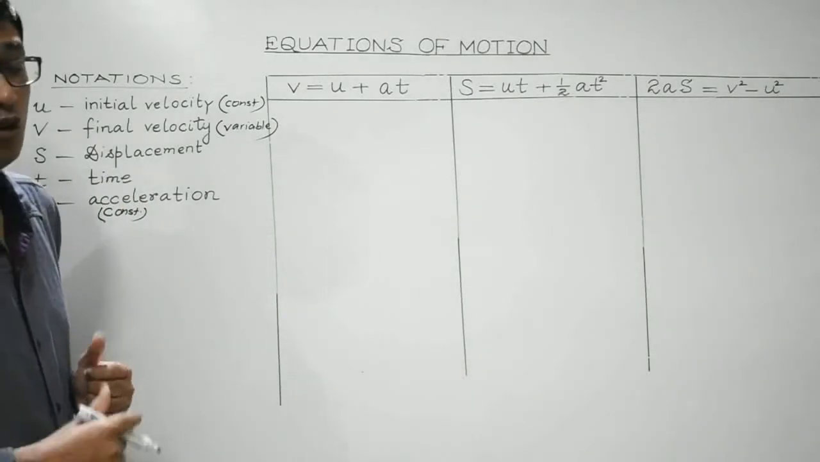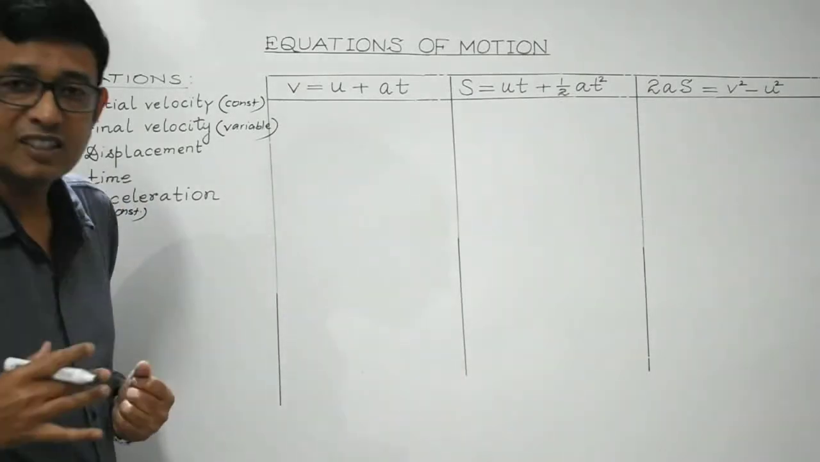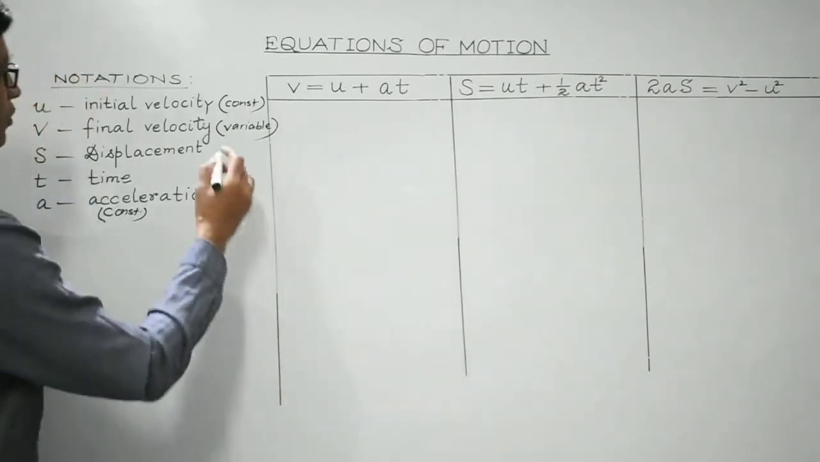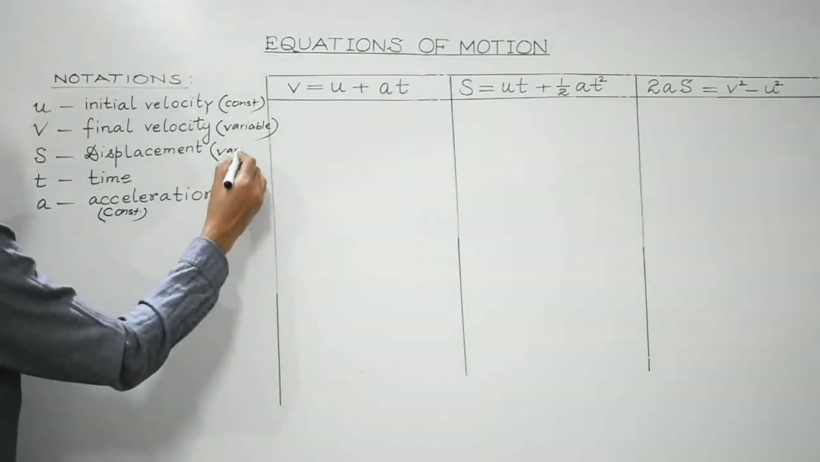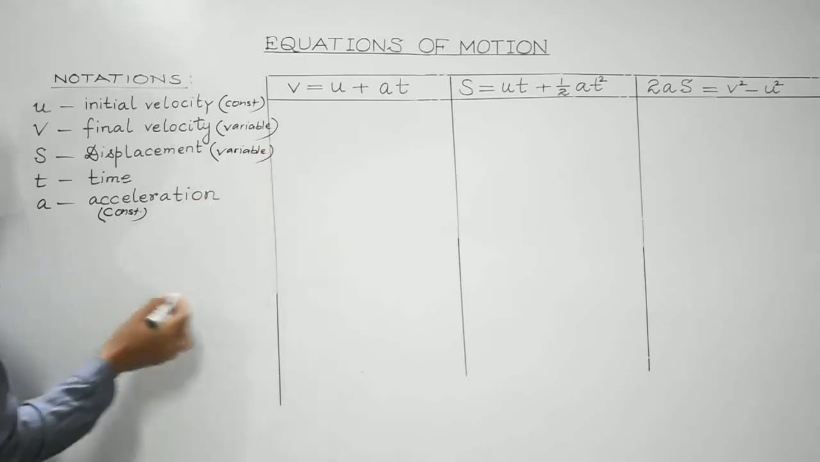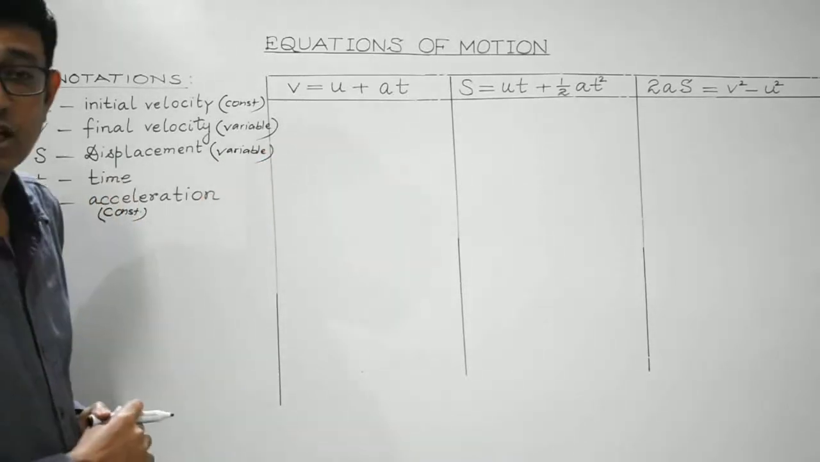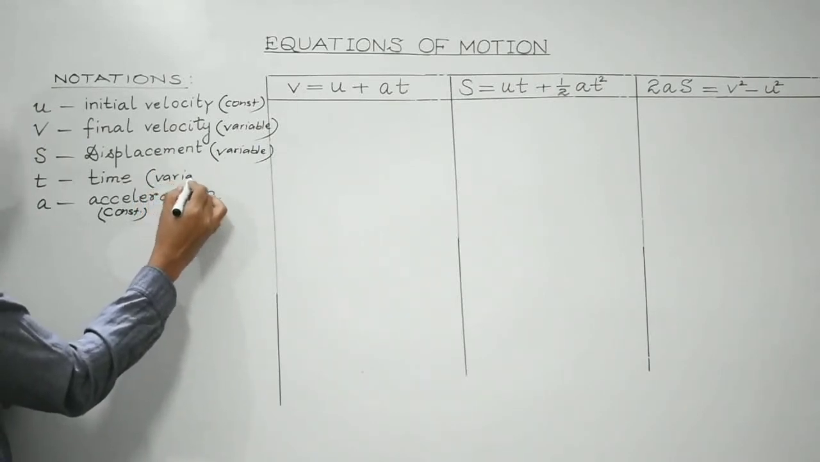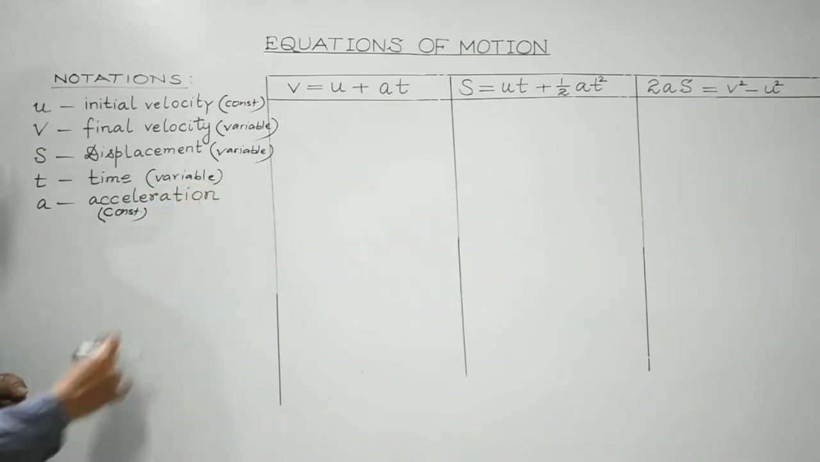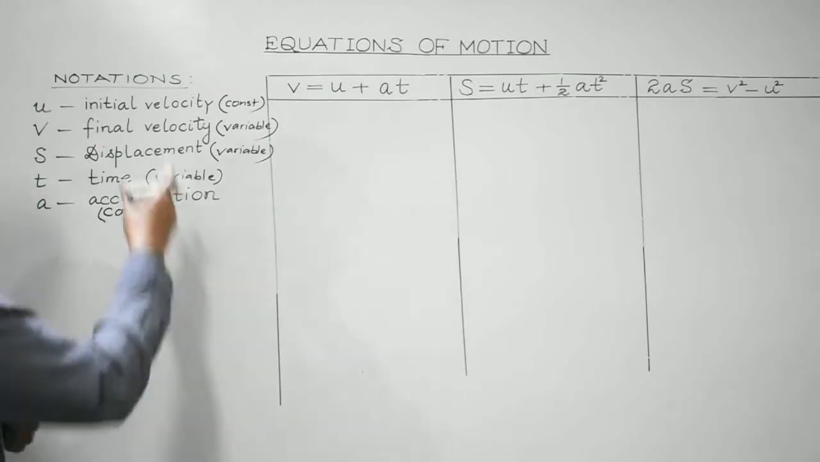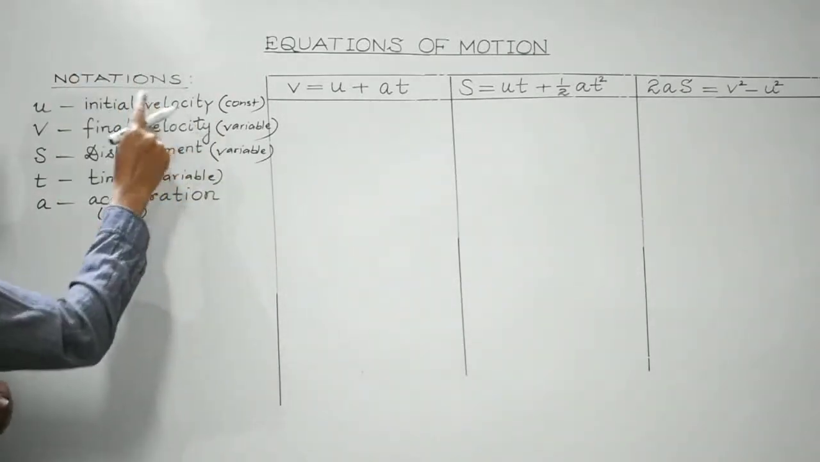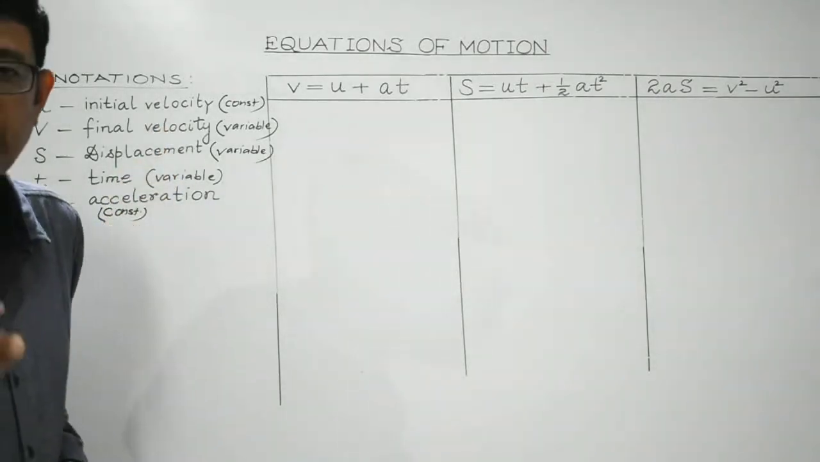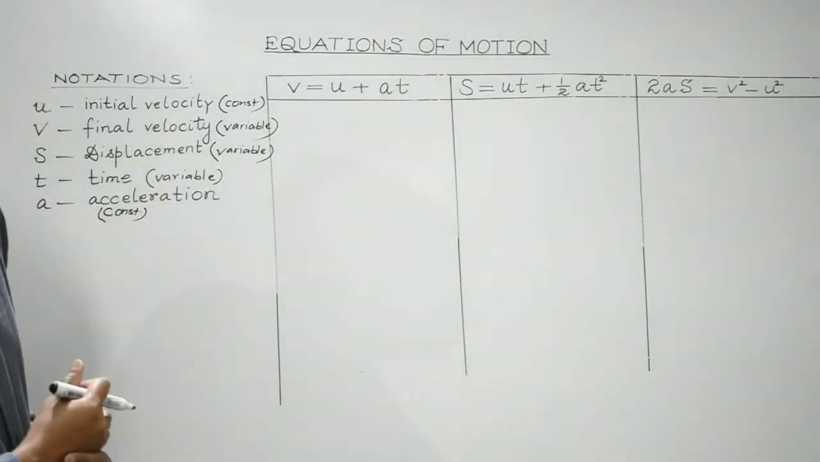Displacement, obviously it can't be fixed. The body is in motion. So the displacement of the body will also keep on changing with time. So this is also a variable. Time can't be constant, isn't it? It will keep on changing. Time will keep on elapsing, right? So out of these, only initial velocity and acceleration are constant. The rest of the three will change their value with the passage of time.